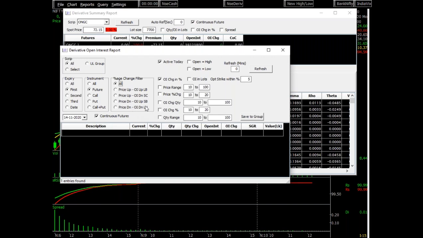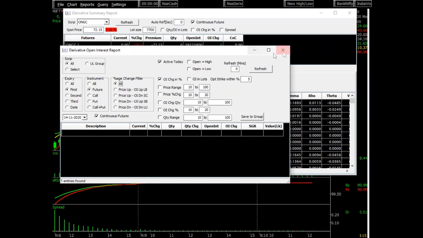Okay, so long build-up is about to start. Unwinding means short covering, meaning whatever was entered earlier, people are exiting those positions. You will mostly find profit booking here, because if the price is increasing and OI is decreasing, people are definitely cutting off or booking their profits at the high price.